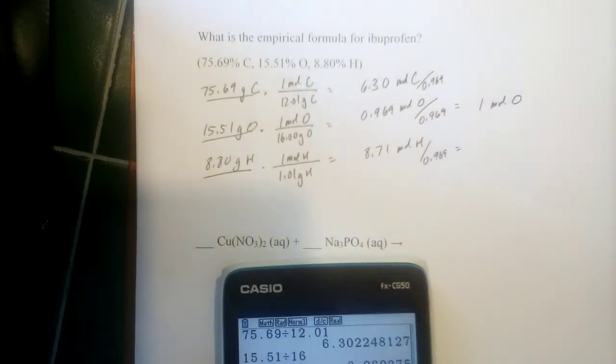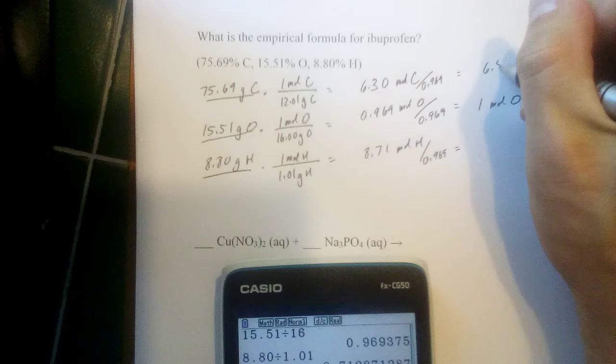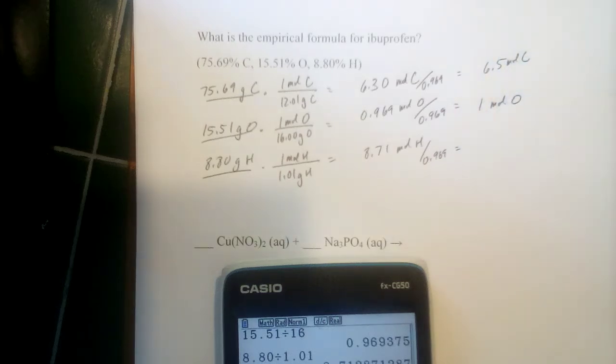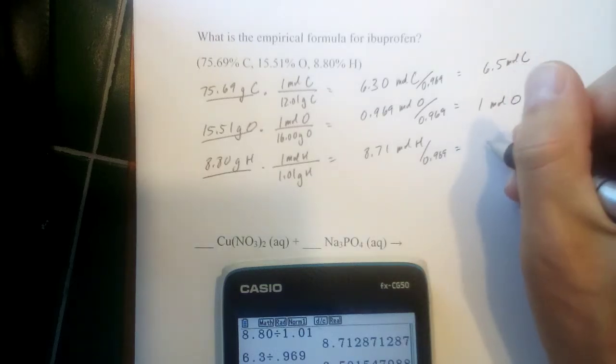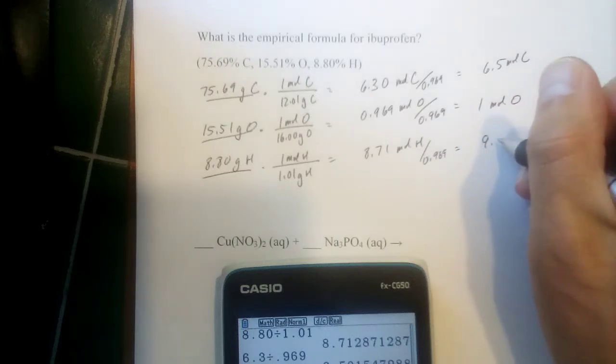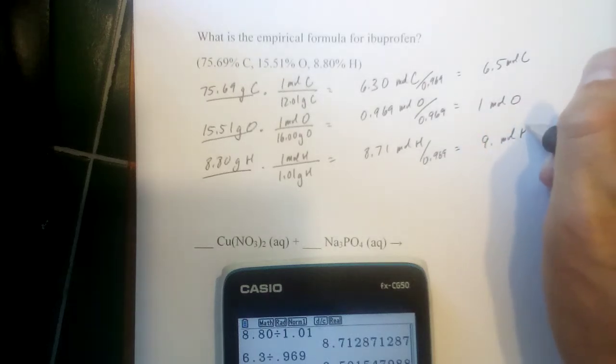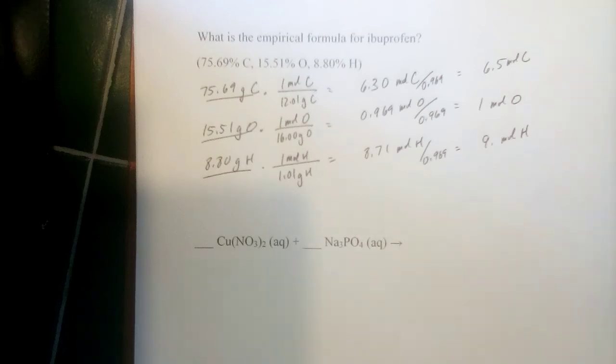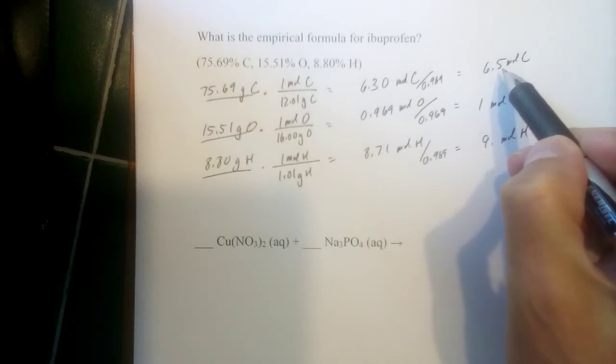So 6.3 divided by 0.969 gives us 6.5 moles of carbon. And for hydrogen, 8.71 divided by 0.969, typed it in right. That is pretty close to 9. It's 8.988. So for the purposes of a problem like this, that is reasonable for experimental error in measuring those: 9 moles of hydrogen. Now, we can't have a half there in our empirical formula.